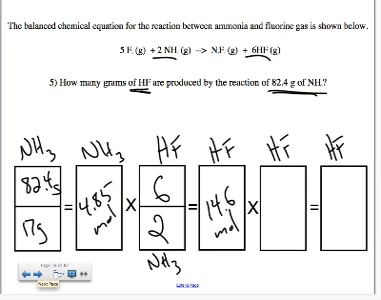And then the molar mass of hydrogen fluoride is 20, fluorine is 19, hydrogen is 1. So we do 14.6 times 20, and that's 292 grams.